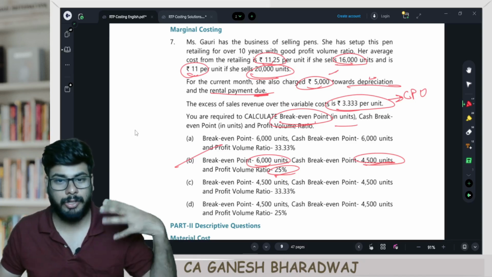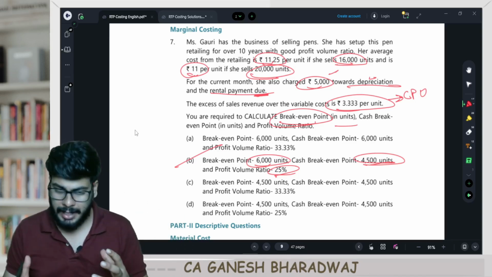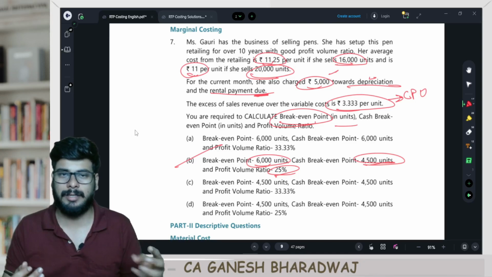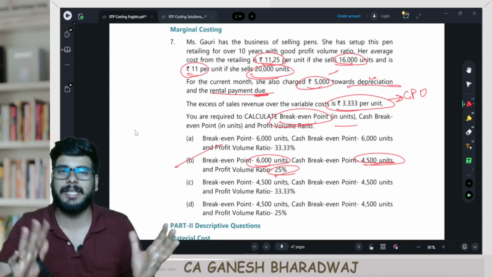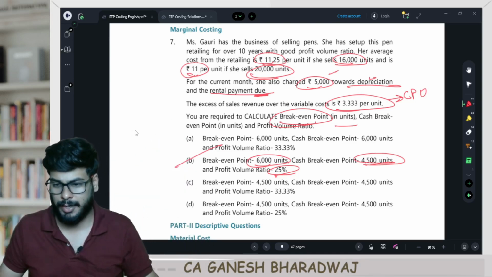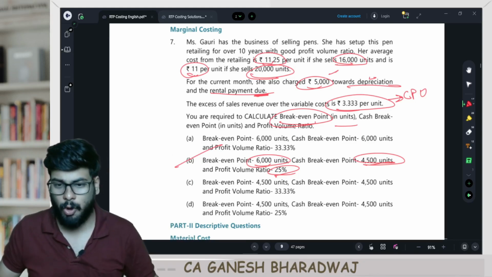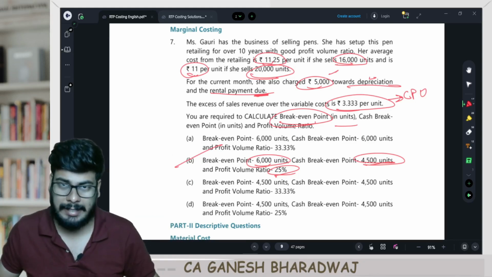Now let's move on to the descriptive questions. Ideally speaking, these are also descriptive questions, but they have just given 4 options and made it as MCQ, but these are also some comprehensive questions that we just solved. So now let's move on to the next segment of descriptive questions.